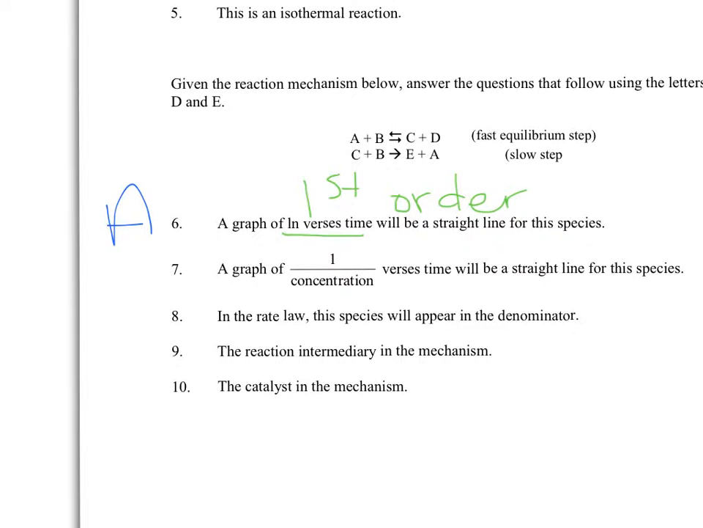We're at 28, right? All right. Are you kidding me? The graph of ln versus. Oh, okay, never mind. I'm right. I was looking at the wrong one. A graph of 1 over the concentration. What does that mean? Now, what order is that? That's second order. So who would that be? That would be B. In the rate law, this species will appear in the denominator, which means to the negative first power. So I'm hoping that's going to be D. The reaction intermediary, C, and the catalyst, A. We good? We'll change this up after.